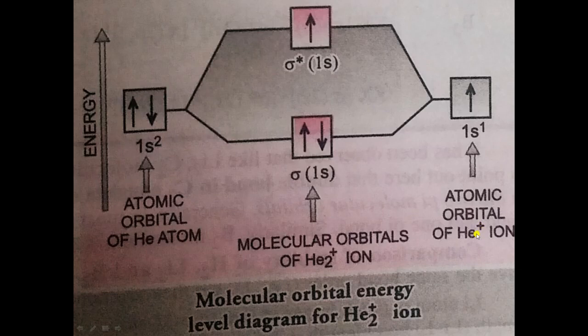Now electronic configuration of helium is 1s2 and electronic configuration of helium positive is 1s1, because one electron is removed from helium due to positive charge. Now you have to count total number of electrons which are present in these two orbitals, which is equal to 3, 1 plus 2, 3. Now you have to fill molecular orbitals. That means you have to fill these molecular orbitals with 3 electrons. So 2 electrons will come here and third electron will come in this anti-bonding molecular orbital.